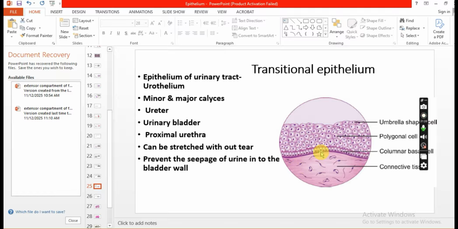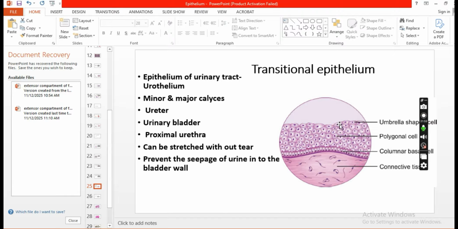Okay, what is the peculiarity of this type of epithelium? It can be stretched without tearing. In the urinary bladder, when the bladder is empty, the epithelium will be 6 to 8 cells thick. As the bladder gets filled, the epithelium becomes thinner. The superficial cells become thinner, but they never get detached from the adjacent cells. So without any wear and tear, it can be stretched.